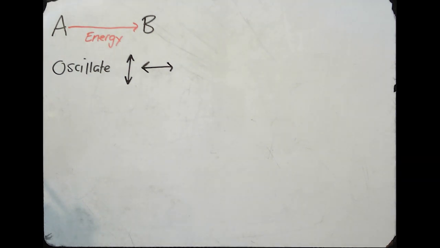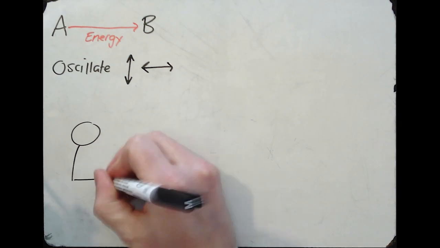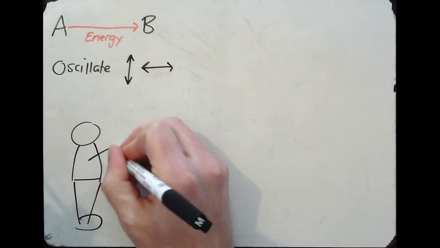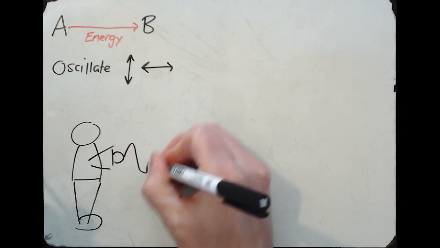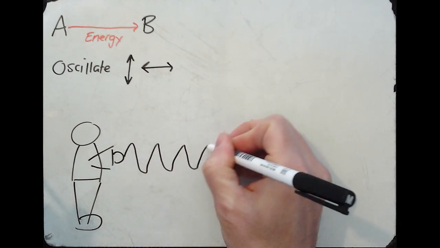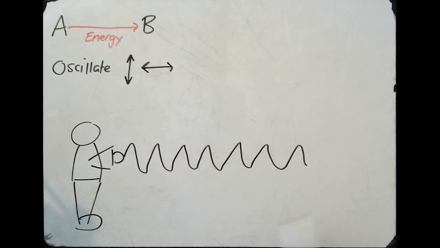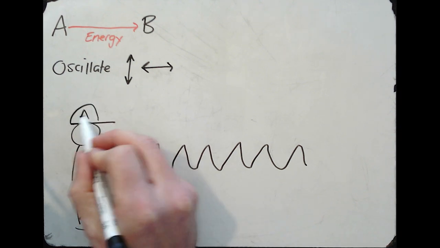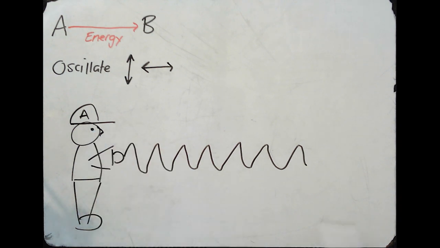Let's have an example. Let's say we've got a person. So we'll draw a person here. And this person has got hold of a slinky, one of those springs that you put on your stair steps, and they move down with each other. So there's the spring. So this person is person A. I'm going to write person A on their hat. Let's give him a nose and an eye so we can see what he's doing.